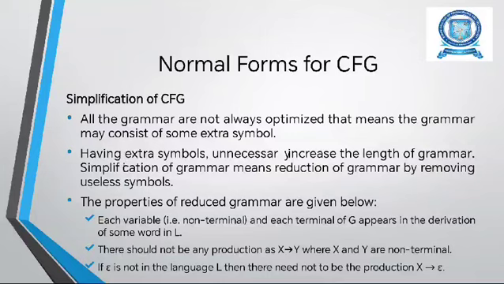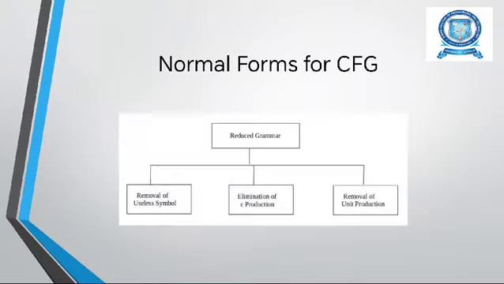The properties of reduced grammar are given below. Each variable and each terminal of G appears in the derivation of some word in L. There should not be any production of the form X tends to Y where X and Y are non-terminals. If epsilon is not in the language L, then there need not be the production X tends to epsilon. Reduced grammar is categorized into three: removal of useless symbols, elimination of epsilon production, and removal of unit production.